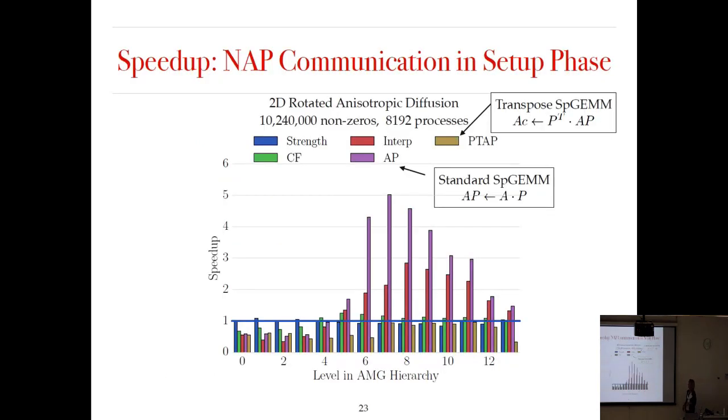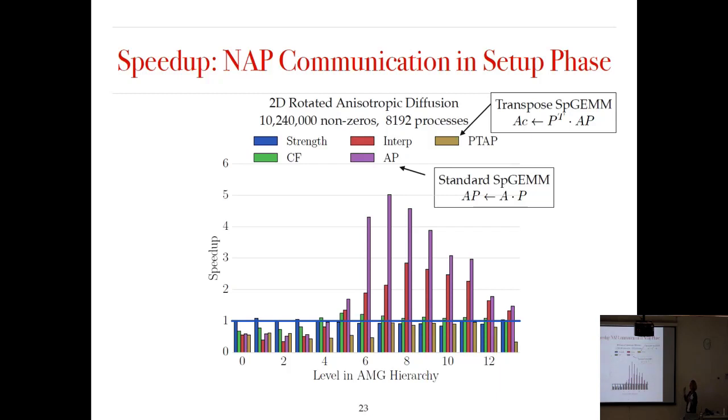If we look at how this affects the setup phase of AMG, these are the different parts of the setup phase. You can see that the strength, again, doesn't change because it's fully local. There's very little effect to the CF splitting. You get a little bit of speed up, but it's very minimal. Part of this is because the CF splitting is actually an iterative method, and so you're only communicating for rows that have not yet been determined as C or F. So because of that, we only implement this to the first iteration, which is the most expensive, but that yields pretty small speedups. And we actually see some slowdown for P transpose AP in this problem. But we did see large speedups for A times P and the interpolation, forming the interpolation operator.